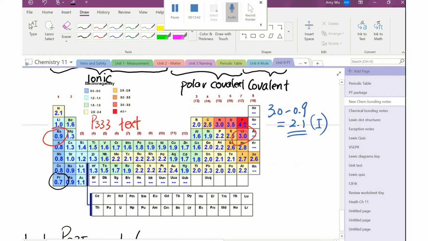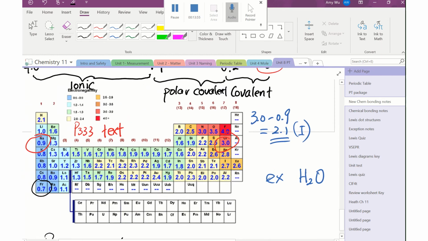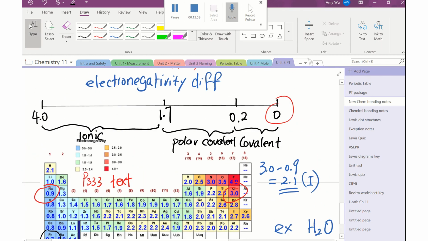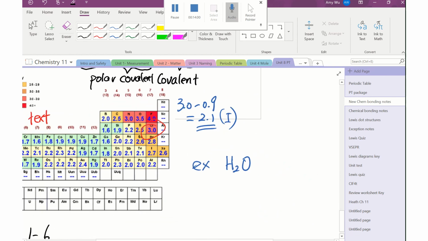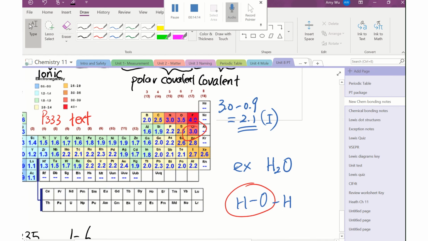I'm going to do one more because some people get confused. For example, H2O. Here you're saying, oh, there are 2 hydrogens and 1 oxygen, how do I do this? But you need to remember that these differences are only between 2 atoms. Here we have oxygen bonded to 2 hydrogens, so we only care about 1 oxygen and 1 hydrogen. So we can do a calculation here.